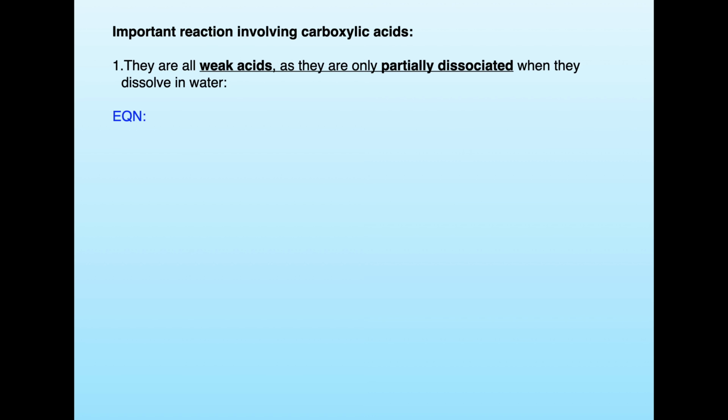Important reactions involving carboxylic acids. They are partially dissociated. They are weak acids, aren't they? So in water, this is the functional group. This could be a H or a CH3 or a CH3CH2, sorry. This basically means the rest of the chain, but this is the business end. This is the functional group, and what happens is it only partially dissociates to give that oxygen minus and a H plus. So you only get a small concentration of hydrogen ions for a given concentration of the acid. So it's a weak acid, isn't it?